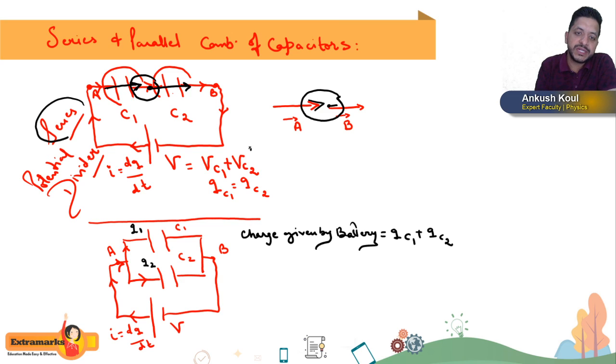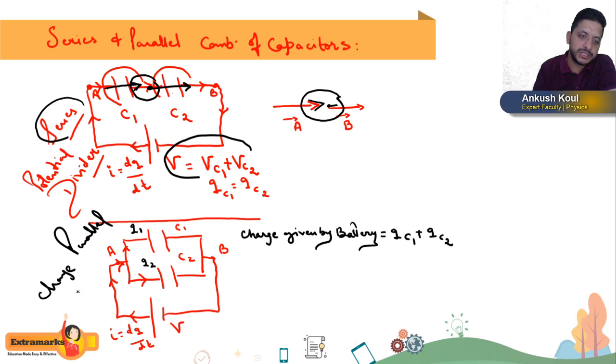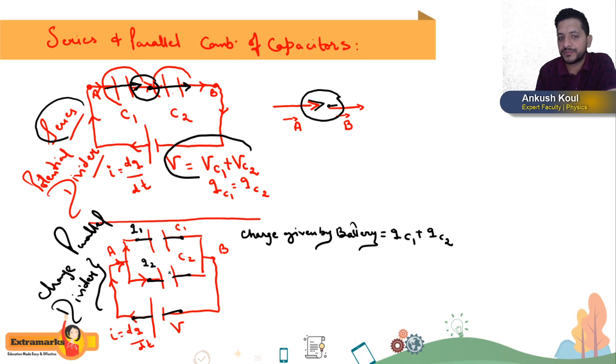Unlike the case of series where potential divides, here charge divides. So this parallel combination is also called a charge divider. And what remains constant? You can see this battery terminal, this capacitor terminal, and this capacitor terminal, they all are in parallel to each other.